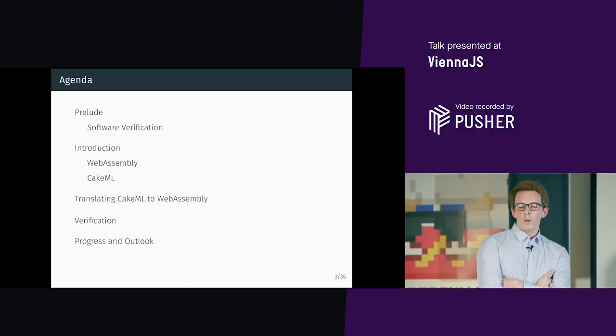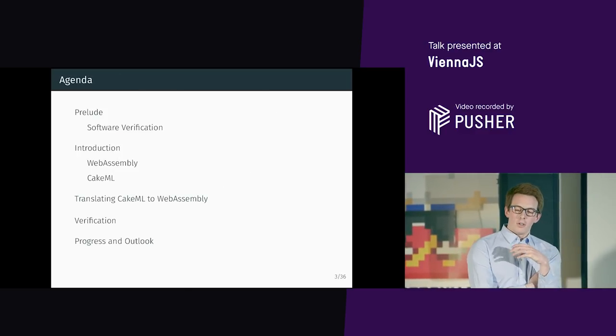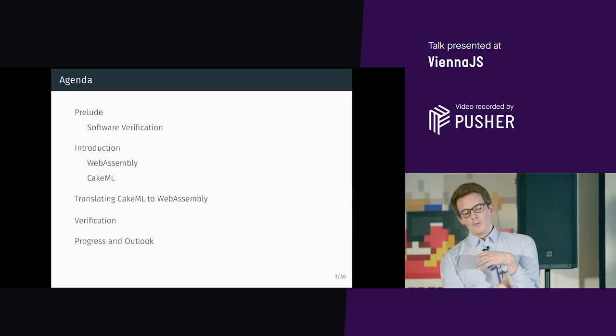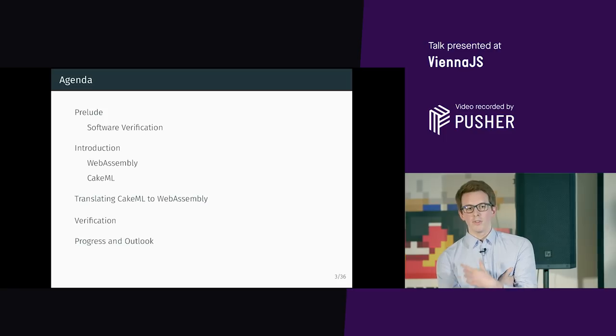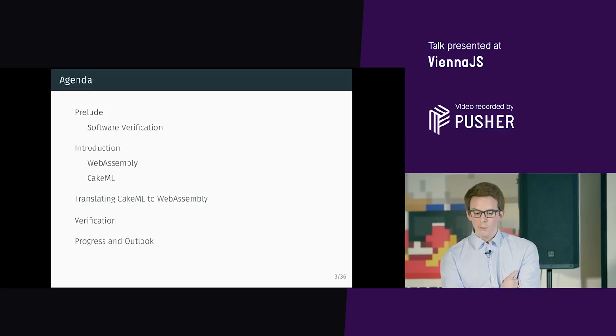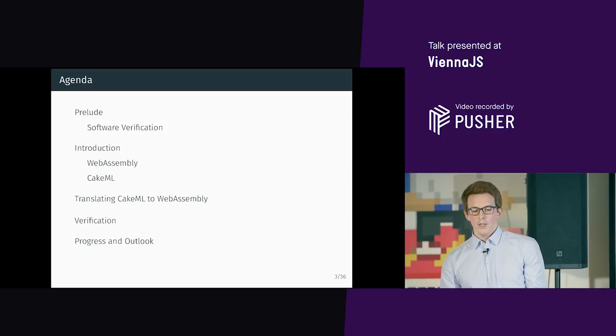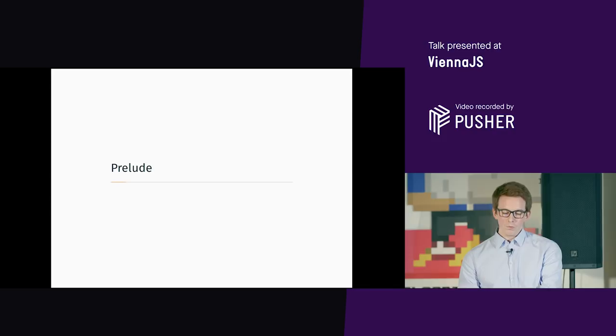So first of all, I'll have a sort of prelude to what I'm going to be talking about. I will have to introduce software verification a bit, because this is not what we commonly use in the workplace. And then I will briefly introduce WebAssembly and CakeML, and then what it means to translate CakeML to WebAssembly, some words about verification, and then where my work actually is currently and how it will continue.